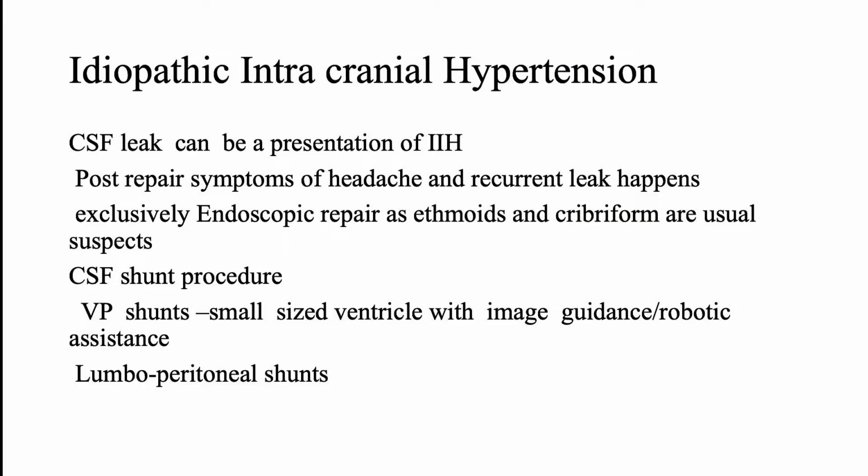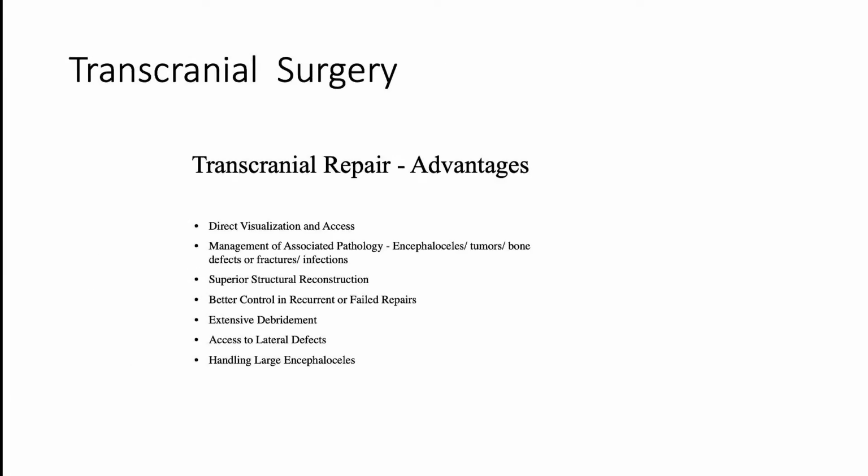In this case, you have to do an endoscopic repair first, followed by a CSF diversion procedure. The problem in doing the CSF diversion procedure in idiopathic intracranial hypertension is the small ventricle. This can be overcome by the use of image guidance or robotic surgery, as it is done in a few centers across the Western Hemisphere. Now, in our institute, we prefer the lumboperitoneal shunt for patients with idiopathic intracranial hypertension.